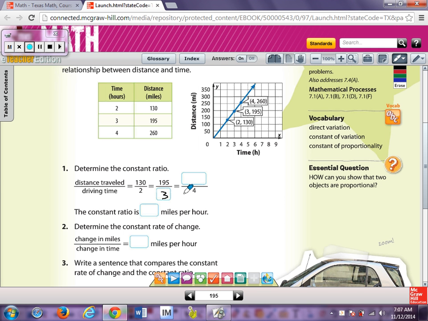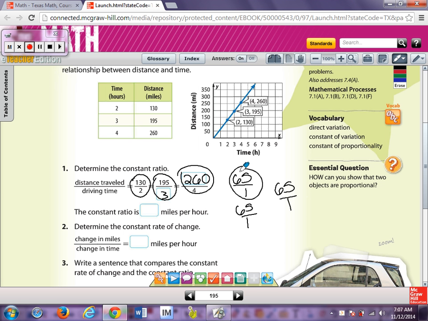Then I have the reverse data here. If I go 4 hours, how far have I gone? 260 miles. It also tells us in our table above. Well, so far, so good. Now, what we're going to do is take each one of these ratios and divide them to see what we get. 130 divided by 2 is going to be 65 over 1. 195 divided by 3 is also 65 over 1. And 260 divided by 4 is, you guessed it, 65 over 1.